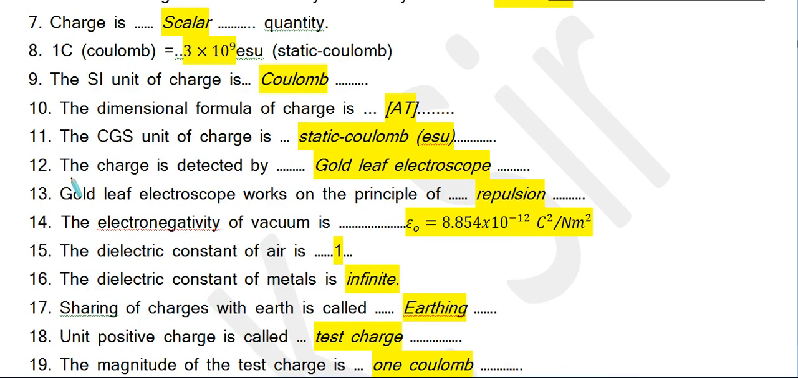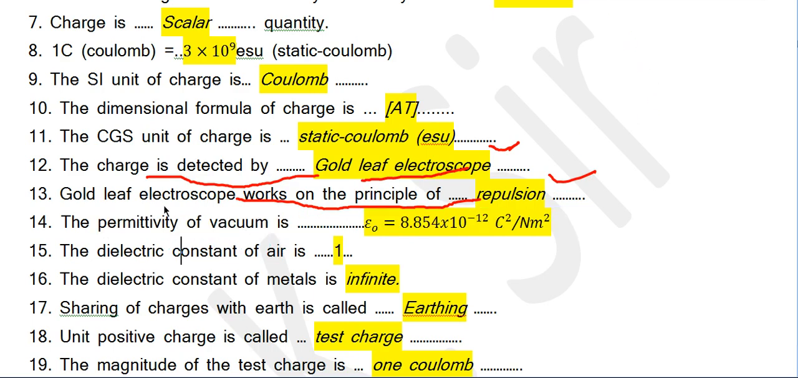Next, question number 12. The charge is detected by gold leaf electroscope. Gold leaf electroscope works on the principle of repulsion. The electric permittivity of vacuum is 8.854 × 10^-12 coulomb square per Newton meter square.